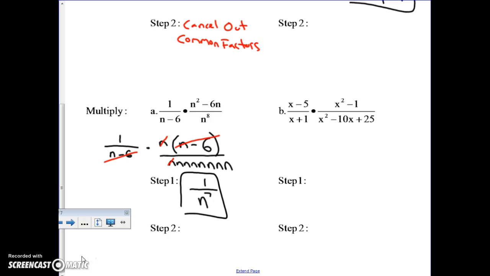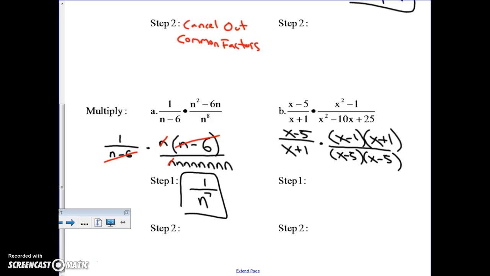Okay, B is going to involve some factoring. You guys can try that. X minus 5 over x plus 1 is already factored, but you're going to have to factor x squared minus 1, which, hint, hint, is a difference of squares, and x squared minus 10x plus 25, which is a trinomial that you guys all know how to factor using y equals. So you would want to factor the numerator and denominator for that second fraction, and then cancel out your common factors. So there's the next step.